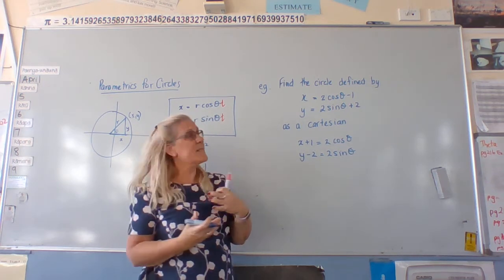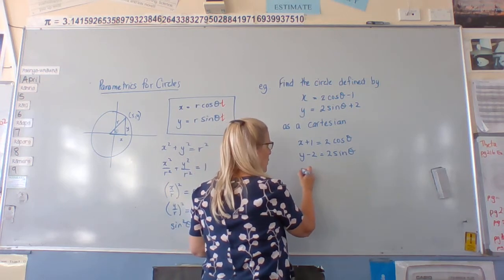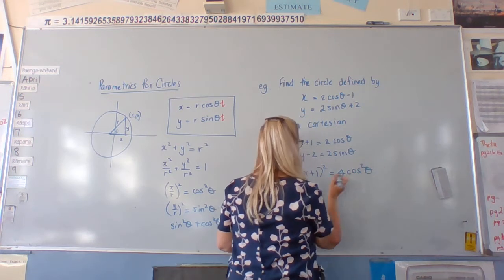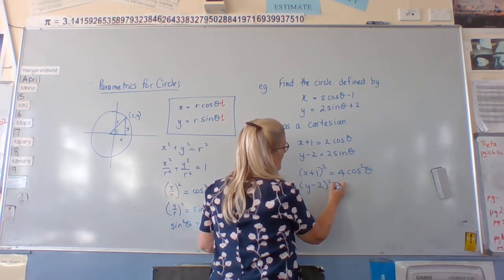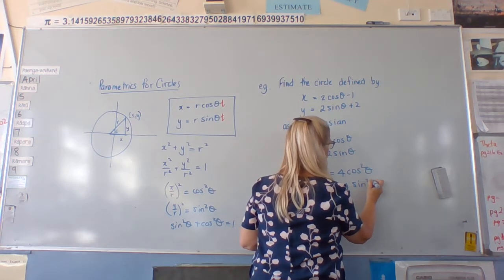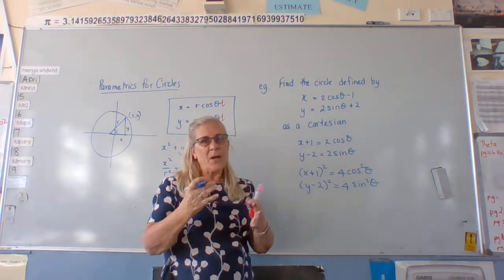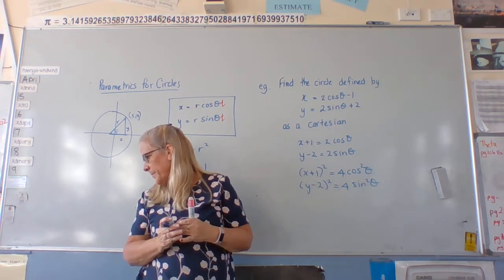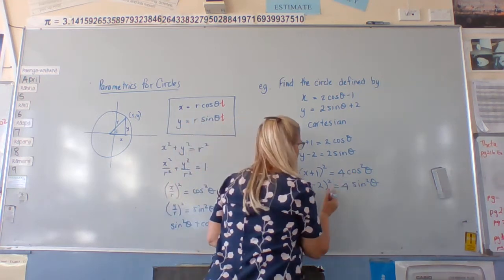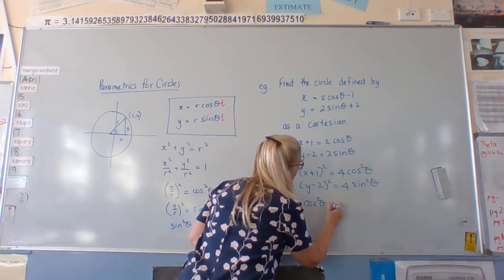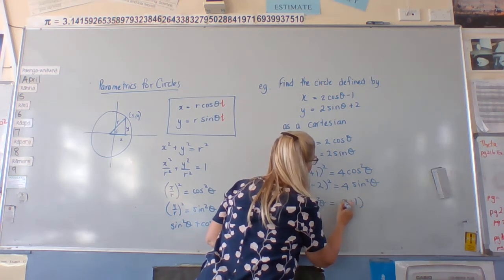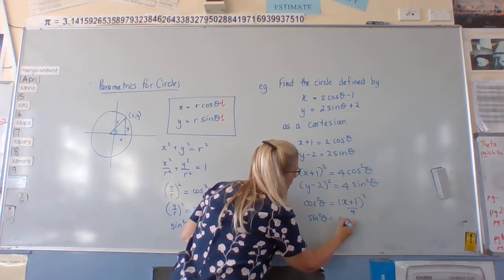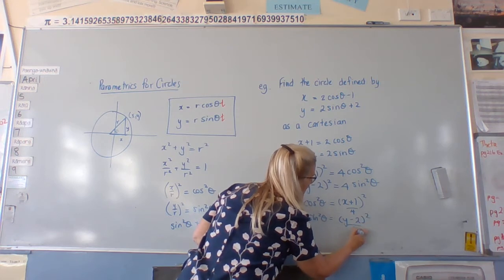What we have to do next is square both sides. So we've got x plus 1 squared equals 4 cosine squared theta, and y minus 2 squared equals 4 sine squared theta. By doing that, we're now starting to get to the point where we can eliminate sine and cosine. So cosine squared theta is going to equal x plus 1 squared divided by 4, and sine squared theta is going to equal y minus 2 squared divided by 4.